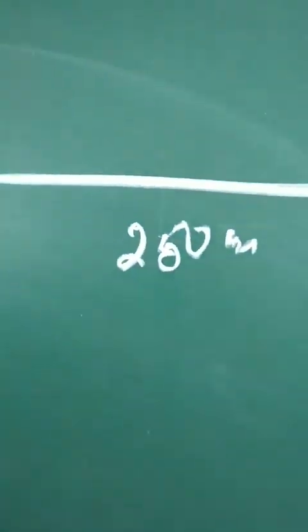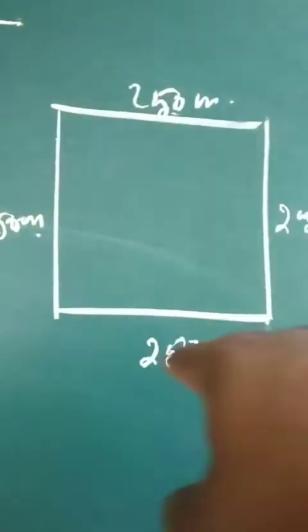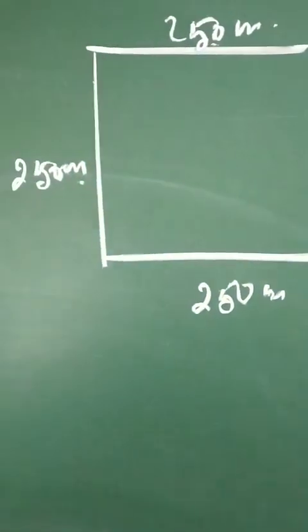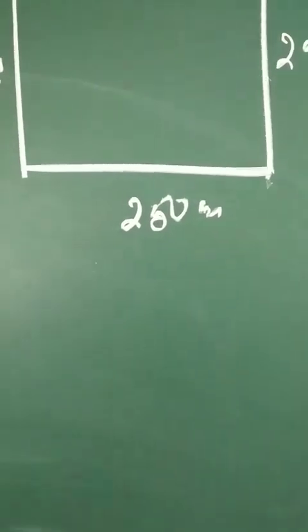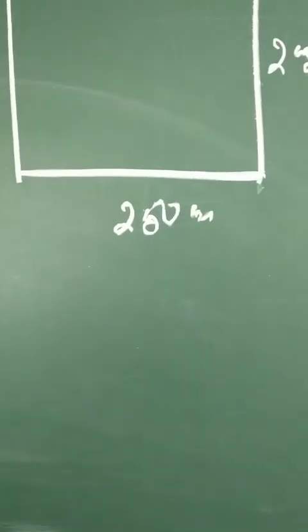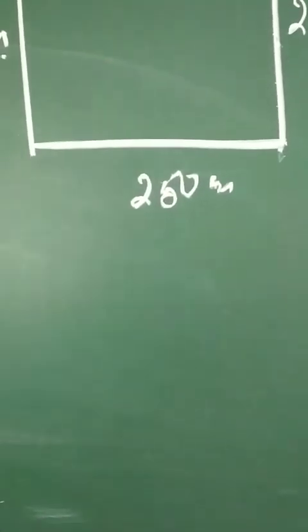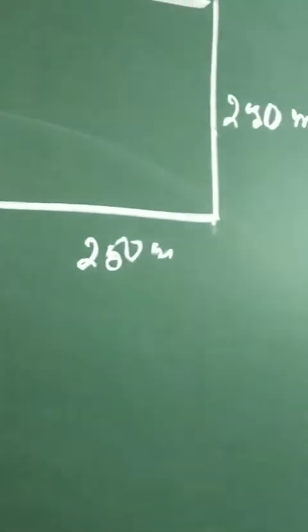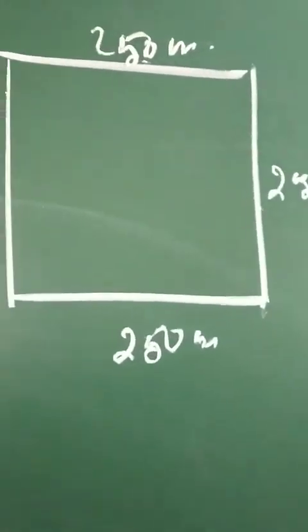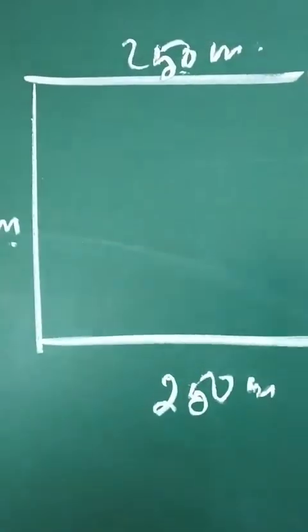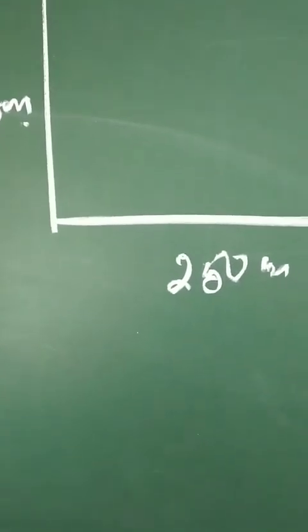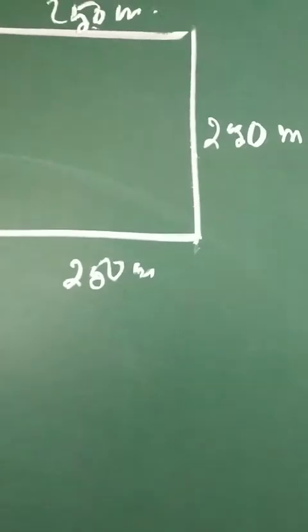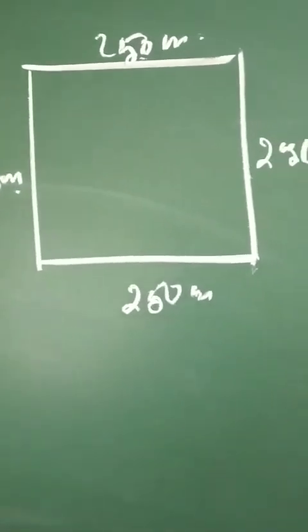Now what we have to do is give a fencing around this square park. The measure of each side is given, that is 250 meter, and we are going to find the perimeter of this figure. The cost of fencing the garden is rupees 20 per meter. What will be the total cost of giving fencing around it? Whenever we're talking about fencing or boundary, that means we're actually dealing with perimeter. So let us find the perimeter of this figure first.